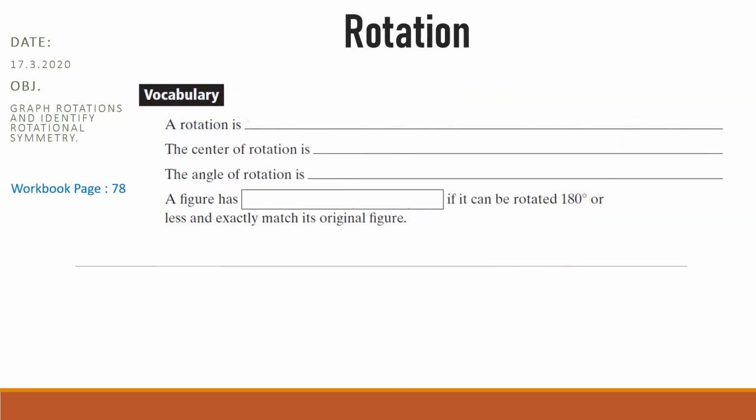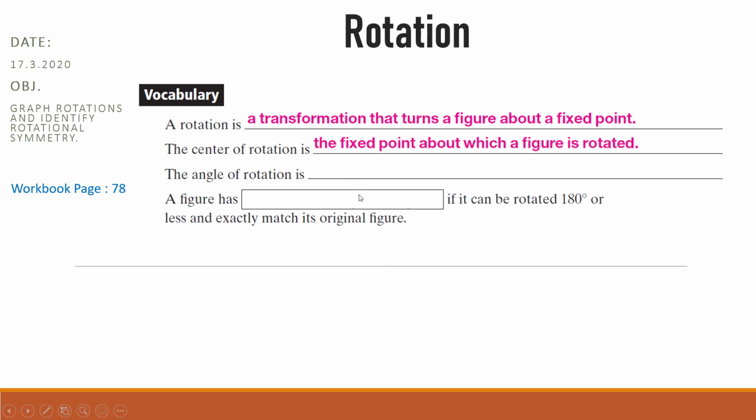Okay. Now to the workbook, page 78. A rotation is a transformation that turns a figure about a fixed point. And the center of rotation is the fixed point about which a figure is rotated. The angle of rotation is the number of degrees a figure rotates. A figure has what if it can be rotated 180 degrees or less and exactly match its original figure? Yes, it has rotational symmetry. Excellent.